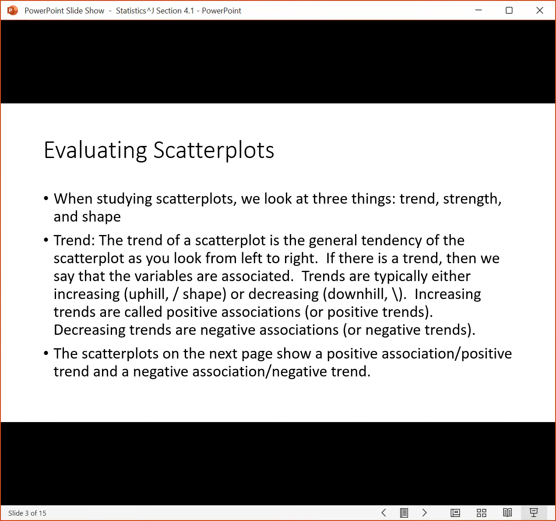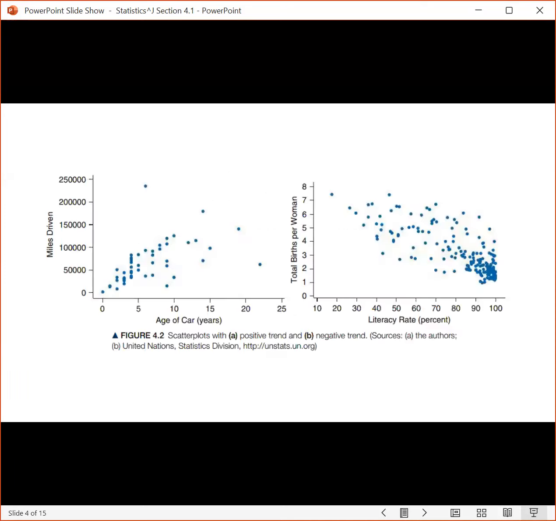All right, the scatter plots on the next page show a positive association or a positive trend and a negative association or a negative trend. So here we have the positive association and the negative association. You go up as you go from left to right, or you go down as you go from left to right.